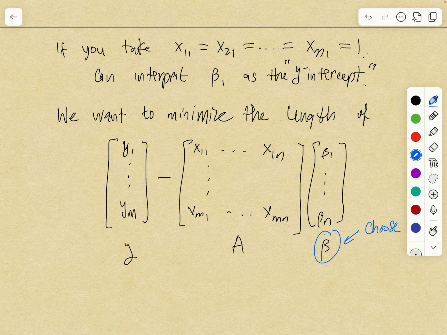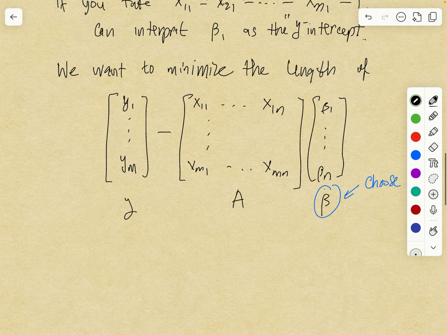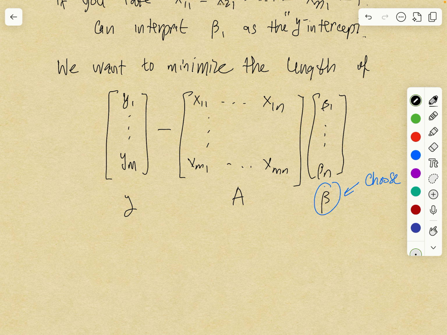So you're trying to choose this beta because you're given your A and you're given the Y, and you want to choose the beta that minimizes the length of this vector. Okay, so that's what you're doing in least squares in multiple regression. Okay, so now we're ready to take the partial derivatives.